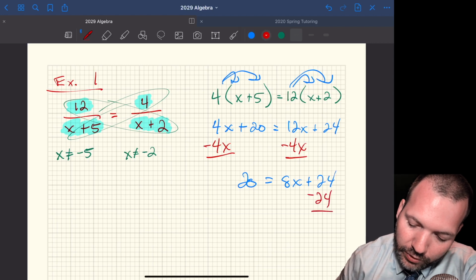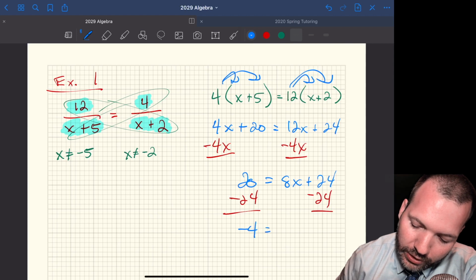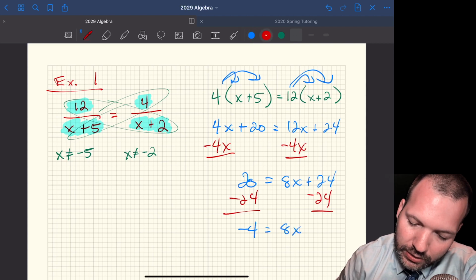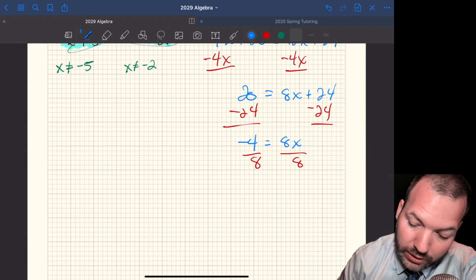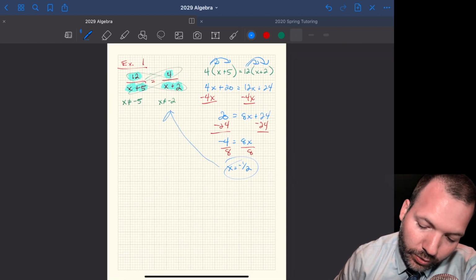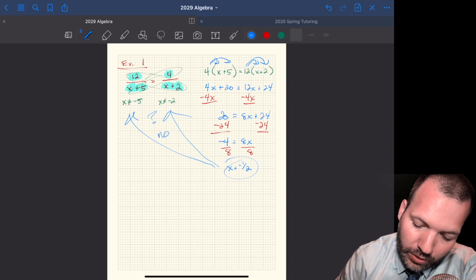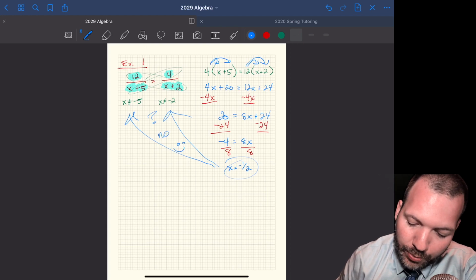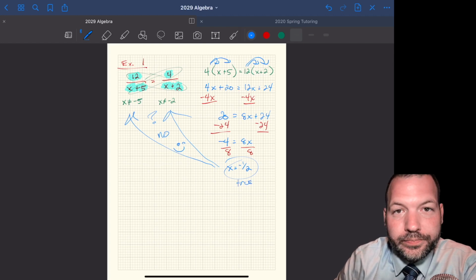Subtract 24, subtract 24. Negative 4 equals 8x. Divide by 8, divide by 8. Getting a little low here. Sun's getting a little low, buddy. X equals negative 1/2. We do a quick check back. Was that one of our excluded values? No? Then we are happy, right? That is what we would consider a true solution.